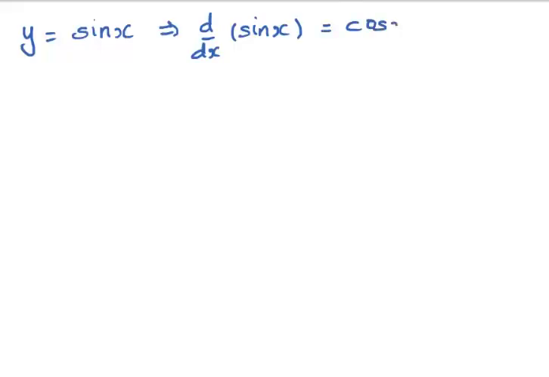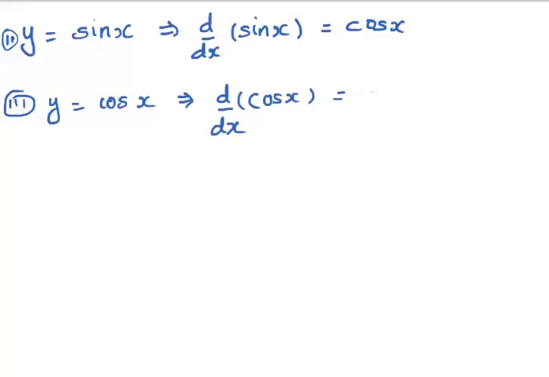Next formula to remember is that of trigonometric functions. For example, if y equal to sin x, then you have to remember that d by dx of sin x is nothing but cos of x. Third formula that you have to remember: if y is equal to cos of x, then d by dx of cos of x is equal to minus of sin x.